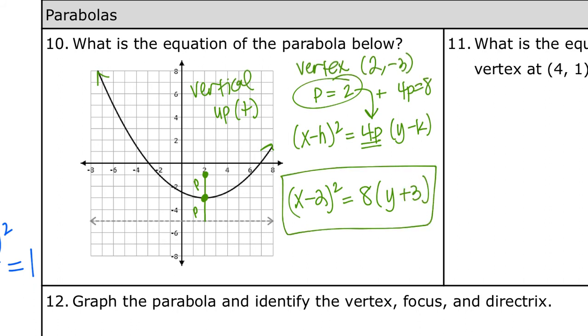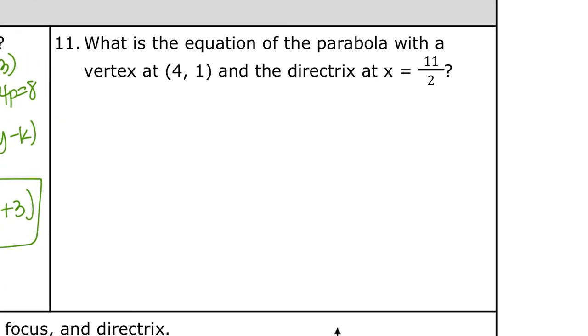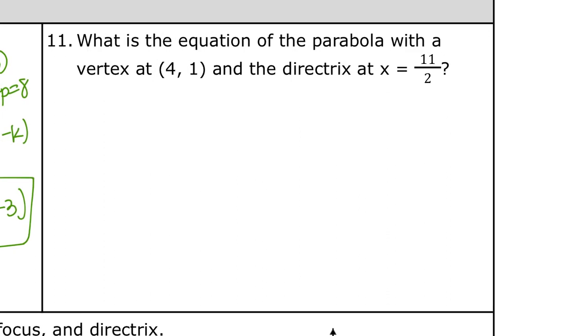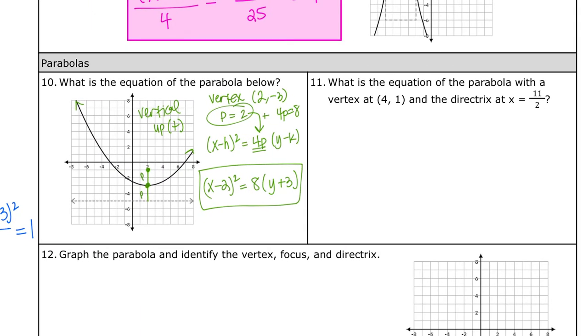Okay, our next one: what is the equation of the parabola with a vertex at 4, 1 and a directrix at x equals 11 halves? Honestly, number 10 and number 11 are basically exactly the same thing. It's just that for 10, they were nice and gave you a picture, and for 11, they just gave you the points.